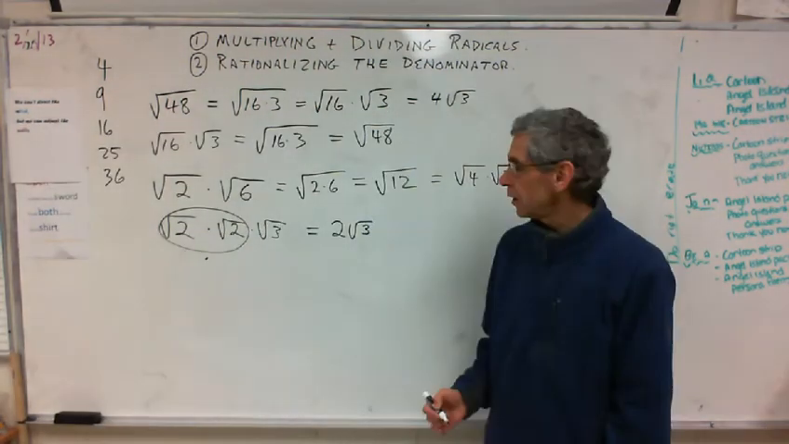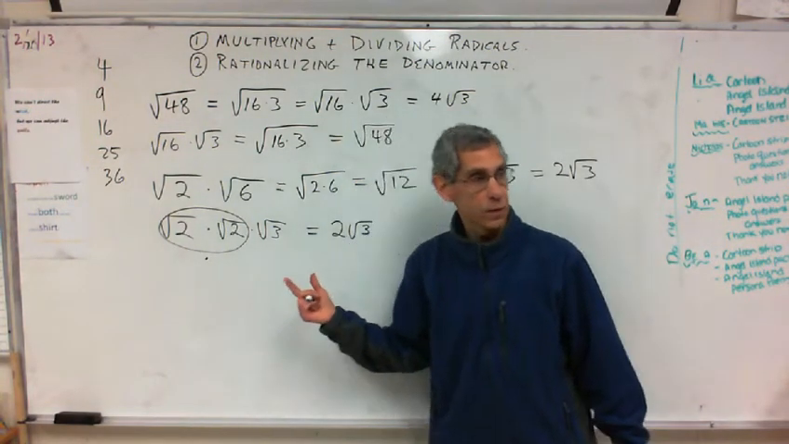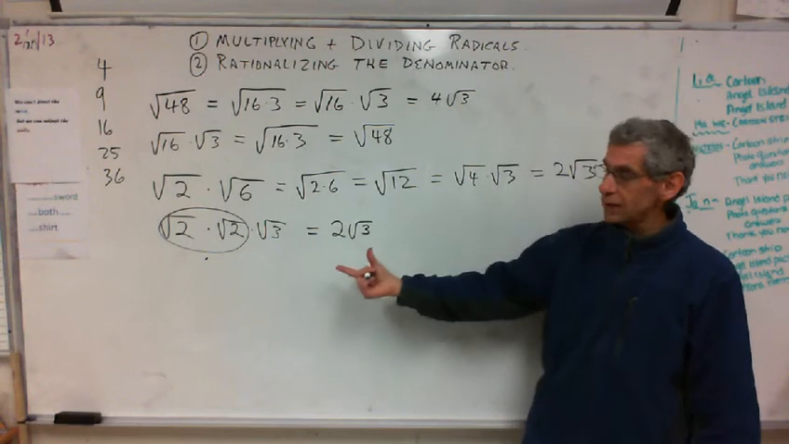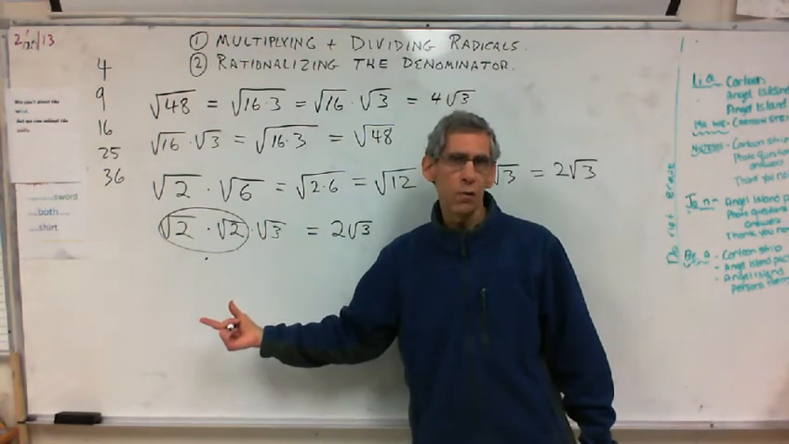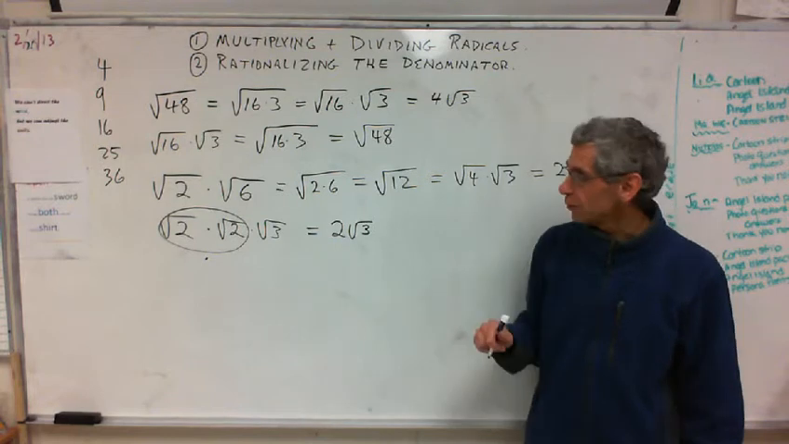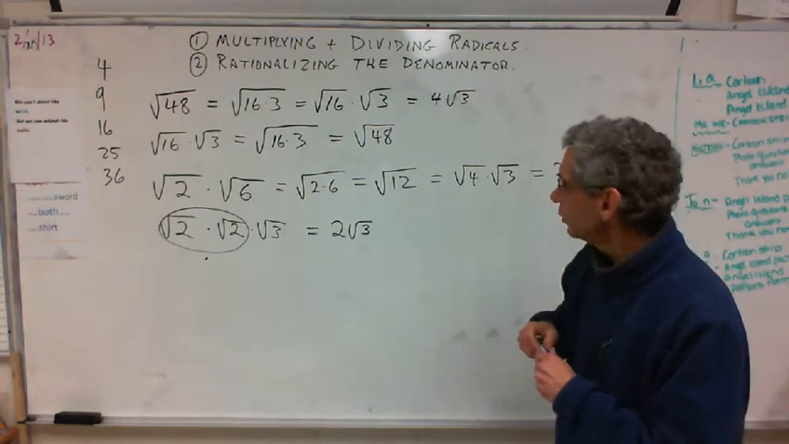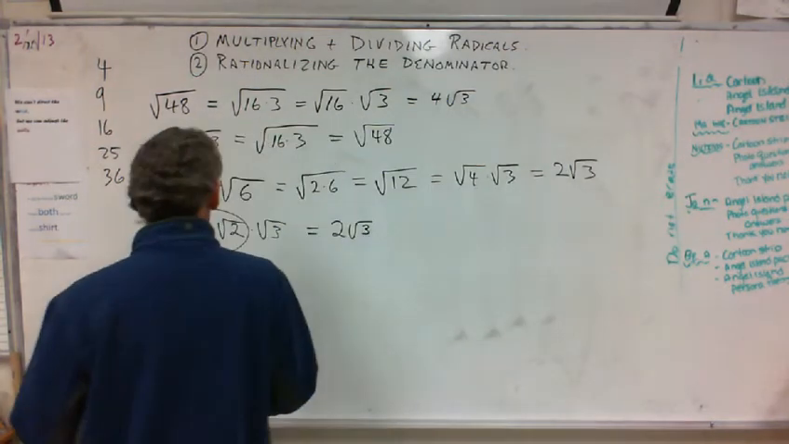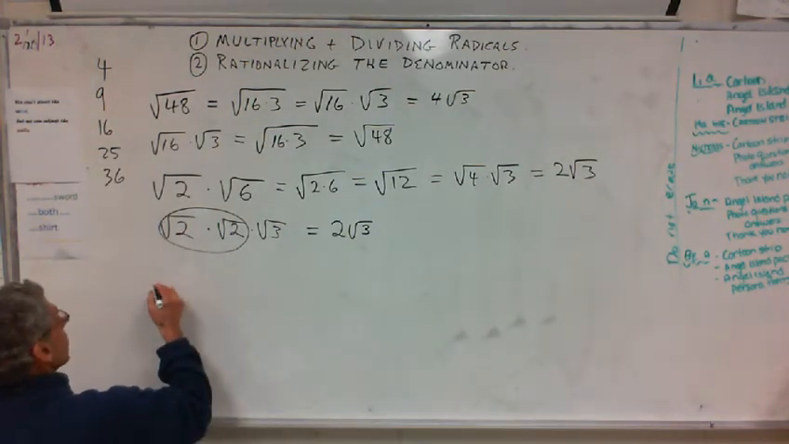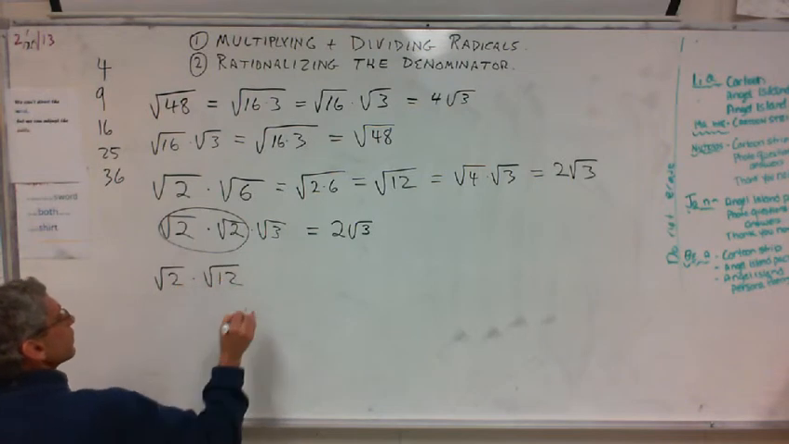Look, in one step, we got the answer, whereas this took me several steps. Sometimes this doesn't work, though. I mean, sometimes you can't go much further, but usually if you can simplify this, then you can simplify that. If you can simplify this, then you can probably simplify that. So let's try a few using that method for a second. Let's say we did the square root of 2 times the square root of 12.